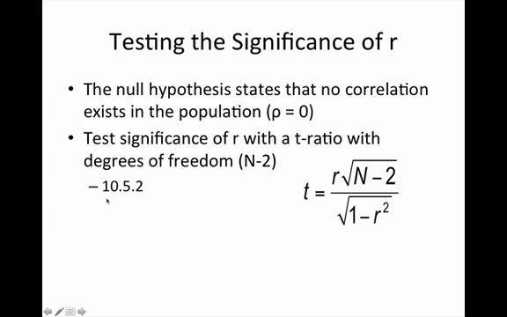Now this is detailed in section 10.5.2, but essentially, if we have r, we can solve for the t ratio by multiplying r by the square root of n minus 2 and then dividing it by the square root of 1 minus r squared. Okay, so these are very knowable and doable equations.